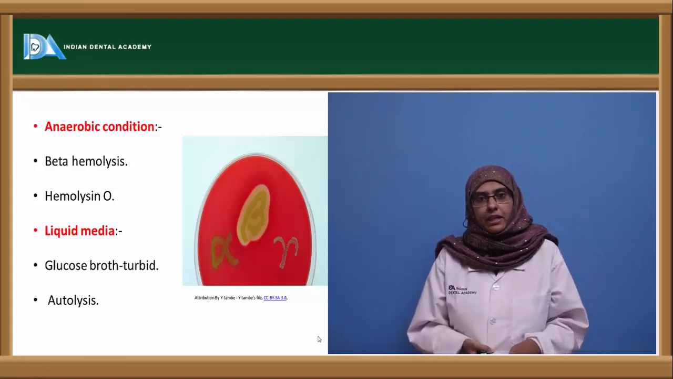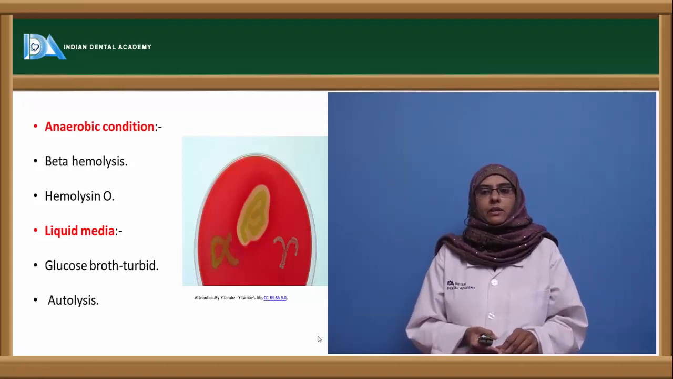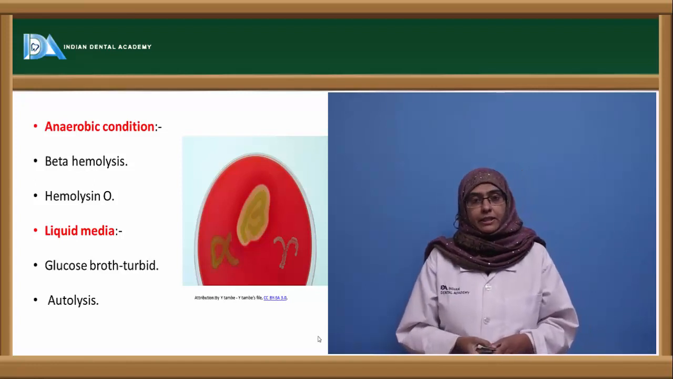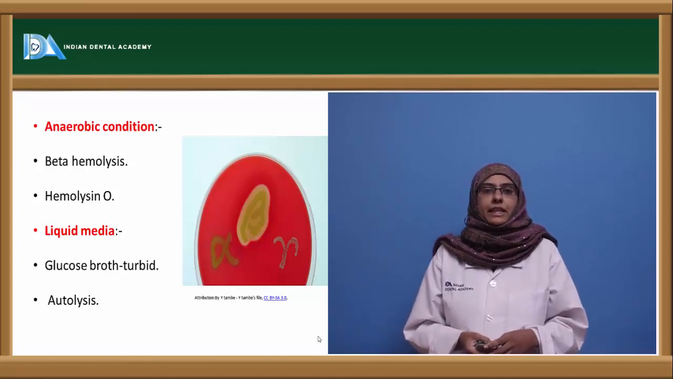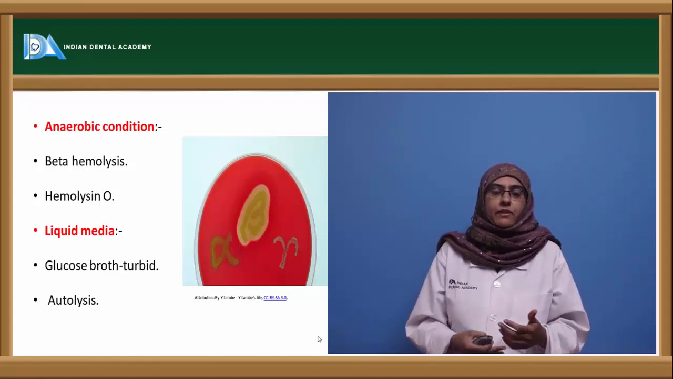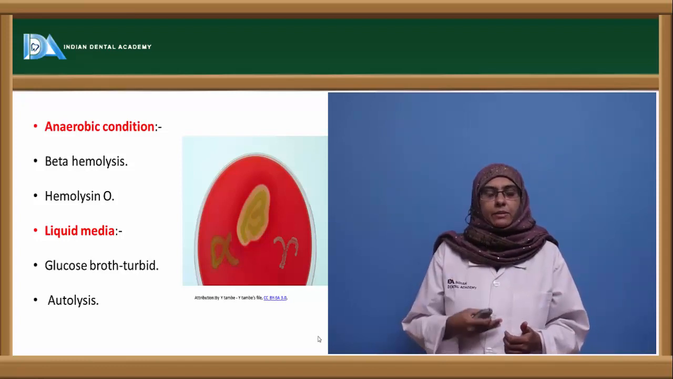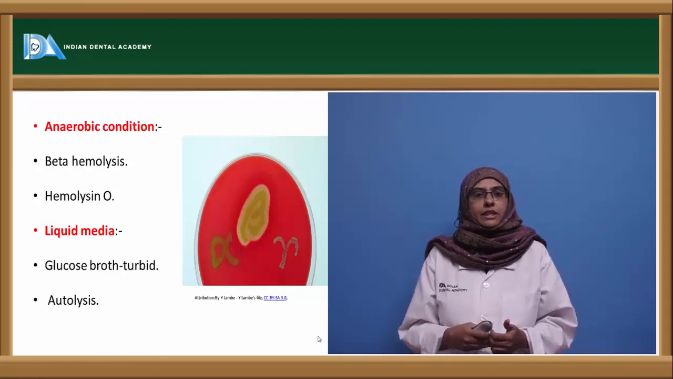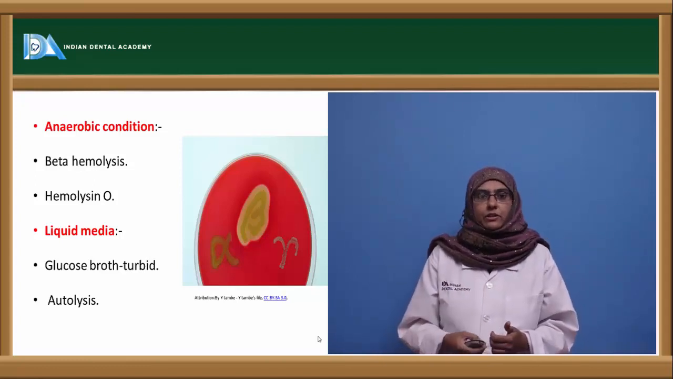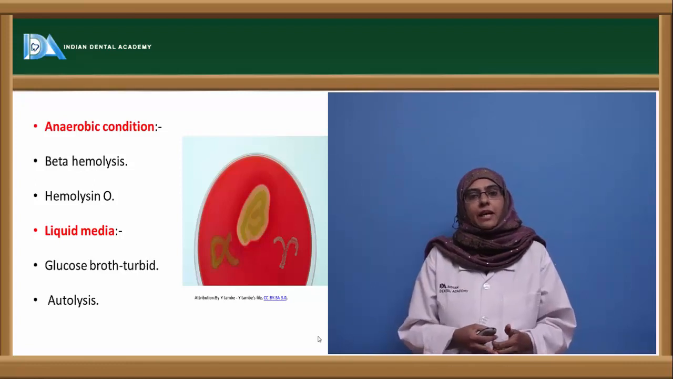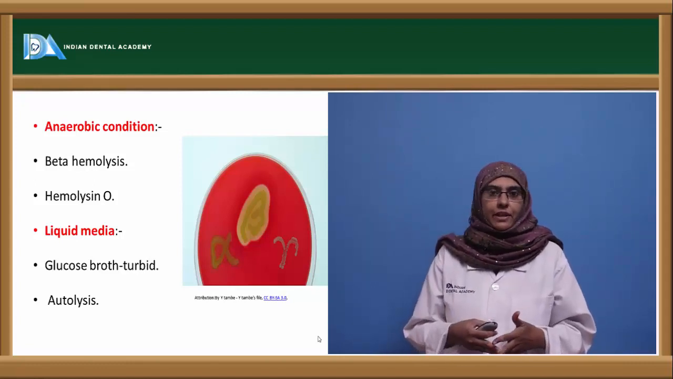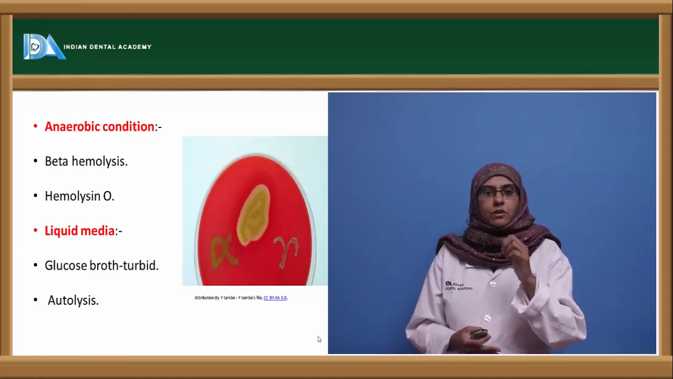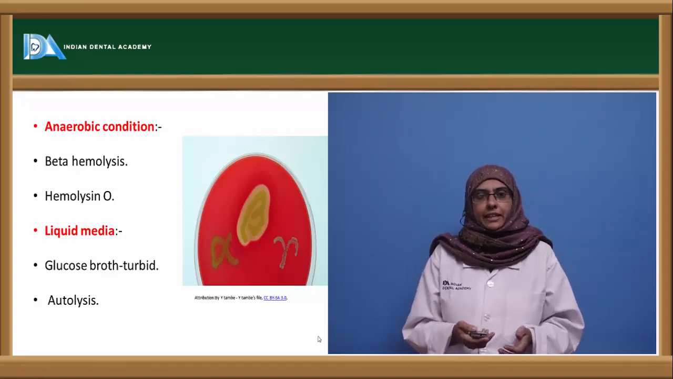And in liquid media, this organism can be grown in a glucose broth, and the growth can be seen in the form of turbidity. And this organism exhibits a property called autolysis. That is, they can degrade or cause lysis of themselves because of certain enzymes present in the organism. This autolytic property can be easily demonstrated in laboratory conditions to isolate this organism. The autolysis can be enhanced by bile solubility or sodium lauryl sulfate or any surface acting agent. And we should know that this autolysis is lost in the strains which are usually heat resistant.